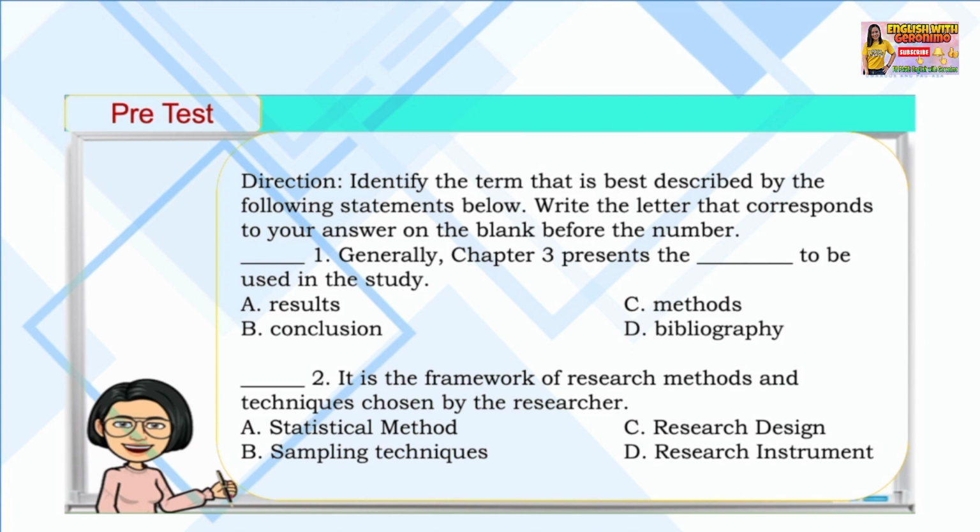Number 1. Generally, Chapter 3 presents a blank to be used in the study. Letter A. Results. B. Conclusion. C. Methods. D. Bibliography. Number 2. It is the framework of research methods and techniques chosen by the researcher. Letter A. Statistical method. B. Sampling technique. C. Research design. And letter D. Research instrument.